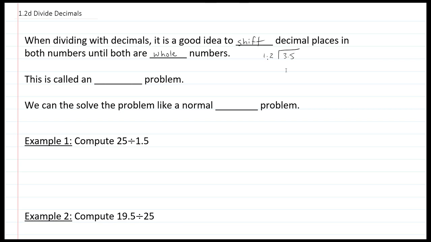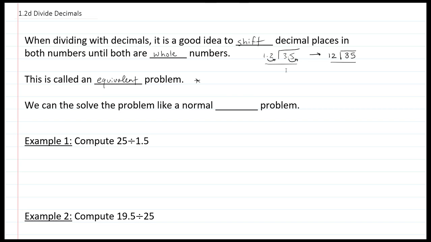I would shift both of the numbers a decimal place to the right in order to make them whole numbers. So this 1.2 would become a 12, and the 3.5 would become 35. And then I would carry out division like normal. This is called an equivalent problem, because the solution to this problem is the same as the solution to this problem, with one difference though.